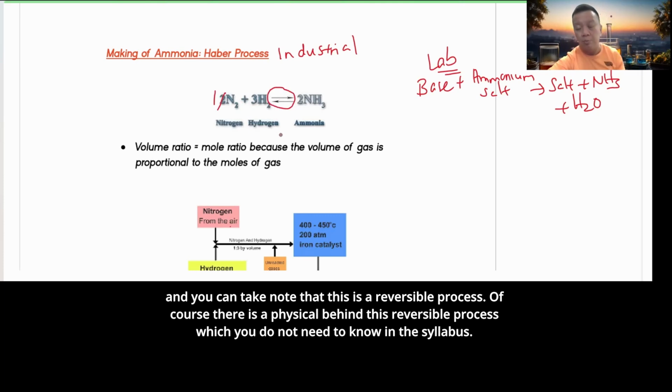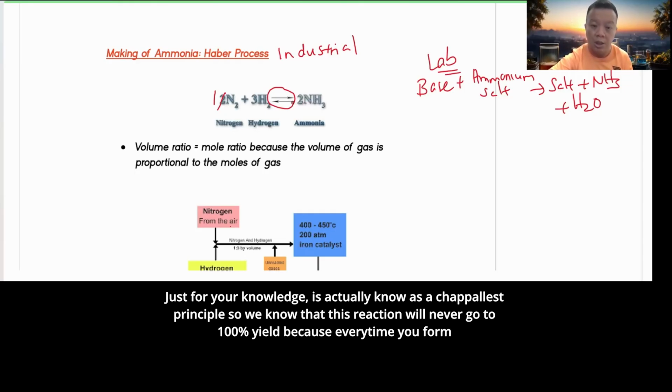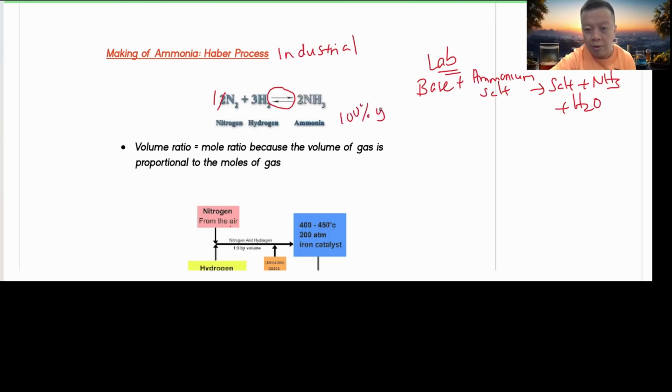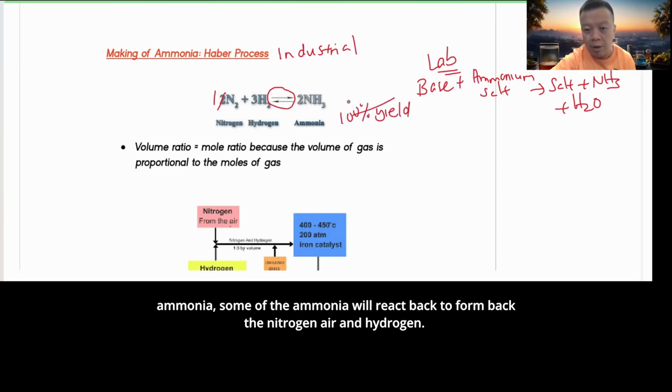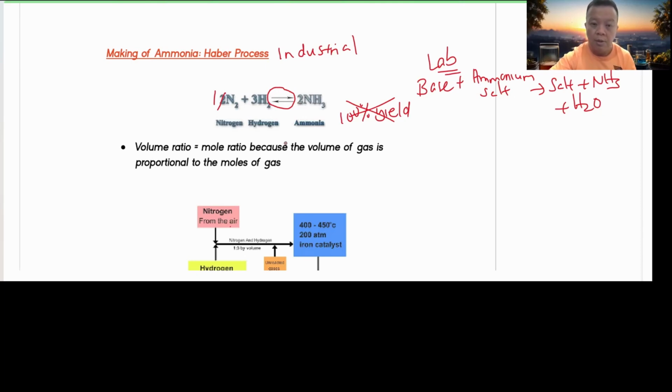Of course, there is a governing principle behind this reversible process, which you do not need to know in your syllabus. Just for your knowledge, it's known as Le Chatelier's principle. So we know that this reaction will never go to 100% yield, because every time you form ammonia, some of the ammonia will react back to form nitrogen and hydrogen. That's why it's reversible, meaning the reaction is going in both directions.